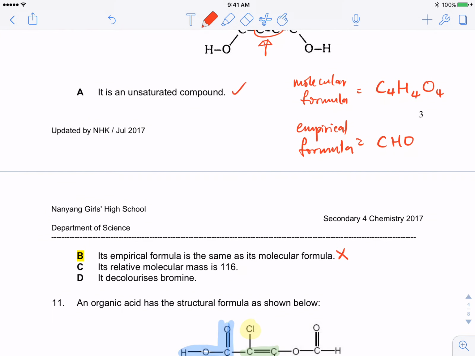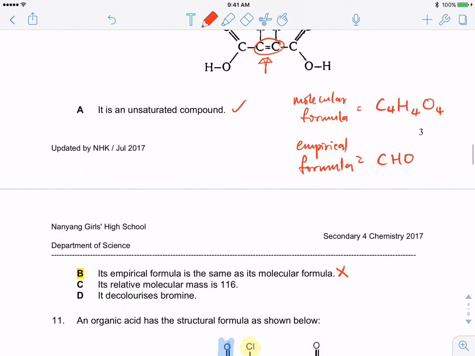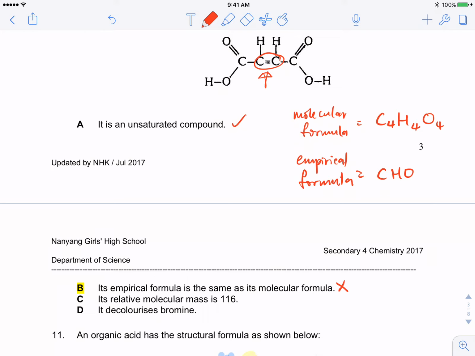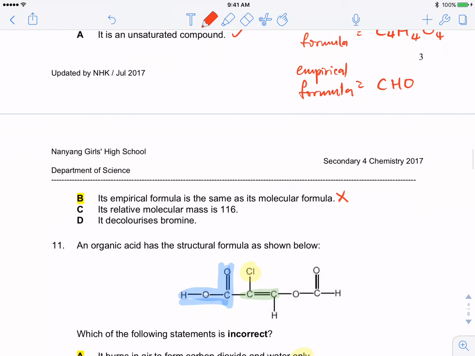Next, B is: empirical formula is the same as its molecular formula. Let's check. Now, the molecular formula is C4H4O4, which makes its empirical formula CHO. Therefore, B is false. Okay, C and D are very easy to check. D is correct because there's a C=C double bond. It will decolorize bromine. C, I never calculate, but it should be correct.